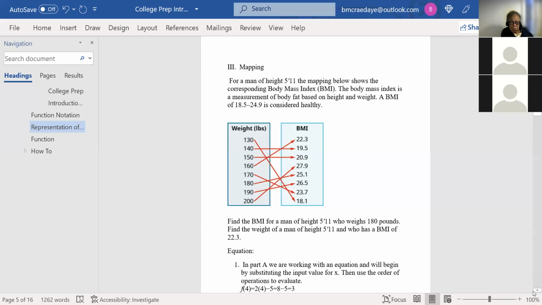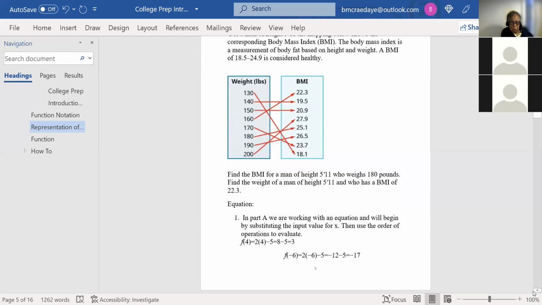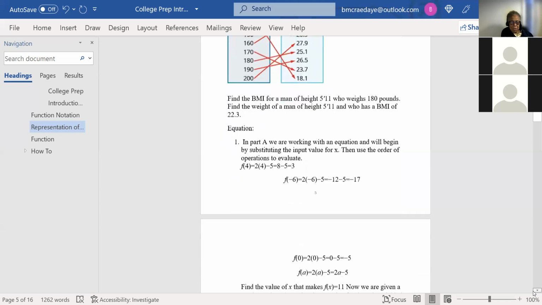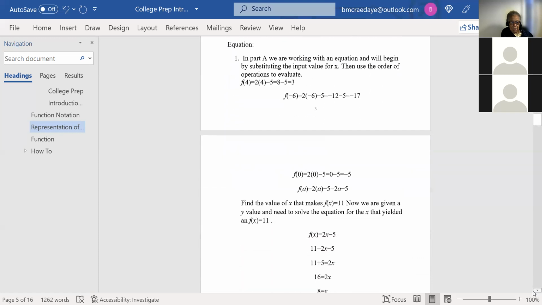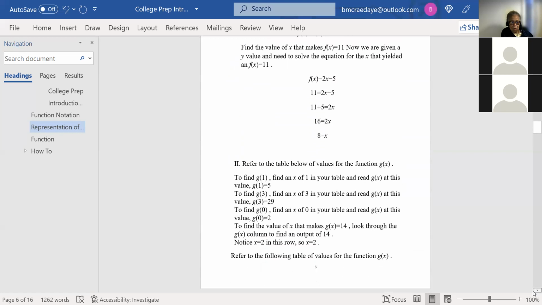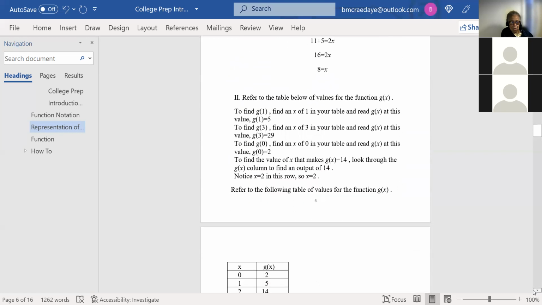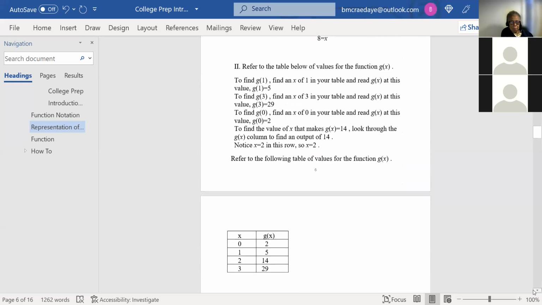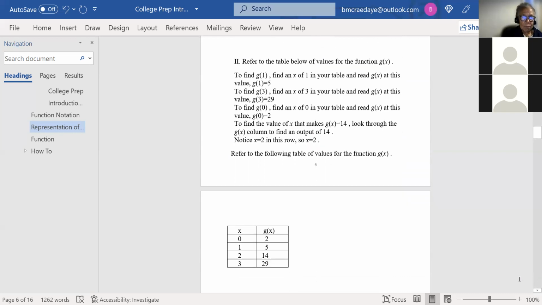Now let's go to, I think we did this one already. That was the equation. We did that. All right. Now let's go to this table. Find G of 1. Find an X of 1 in your table and read G of X. So I think we did that.